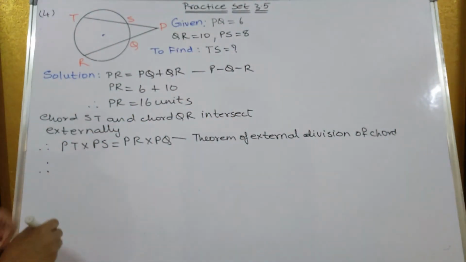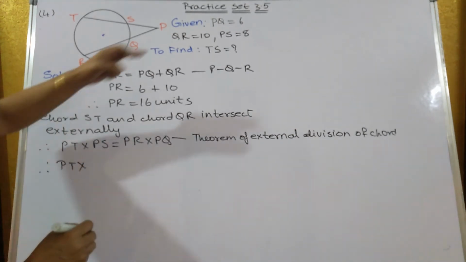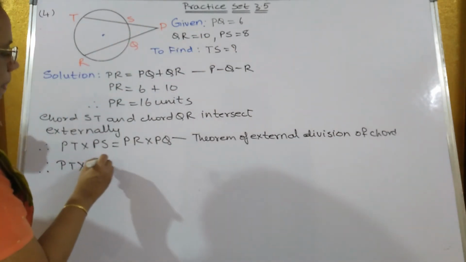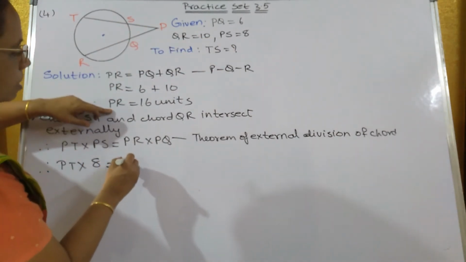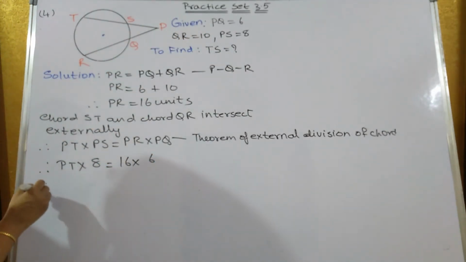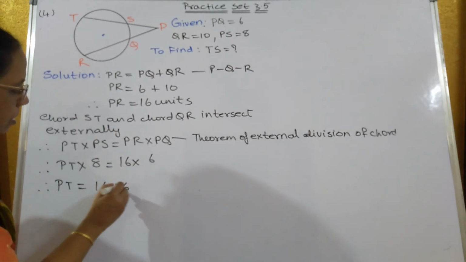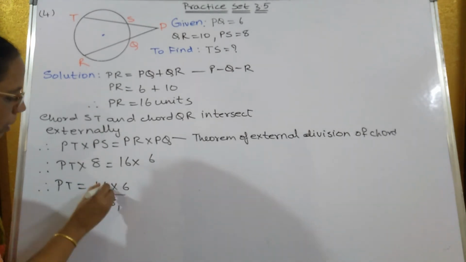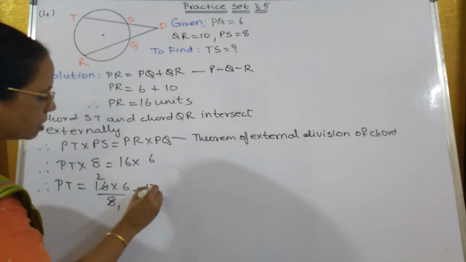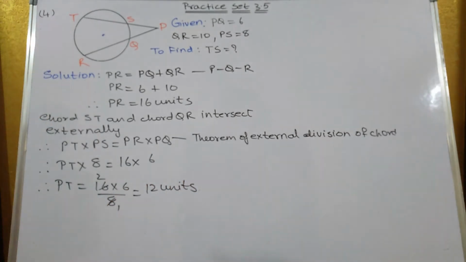Therefore, PT is equal to how much? We don't know PT, so we have to find out PT into PS is equal to PR into PQ. PS is 8, PR is 16, and PQ is 6. Therefore, PT is equal to 16 into 6 upon 8. 8 ones are 8, 8 twos are 16, so 2 into 6 is 12 units.